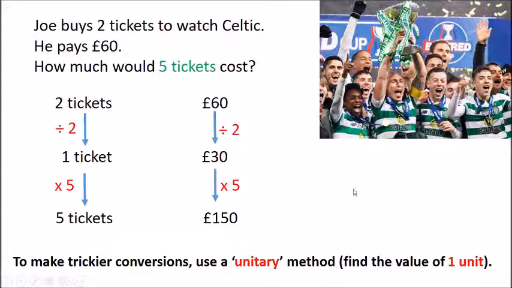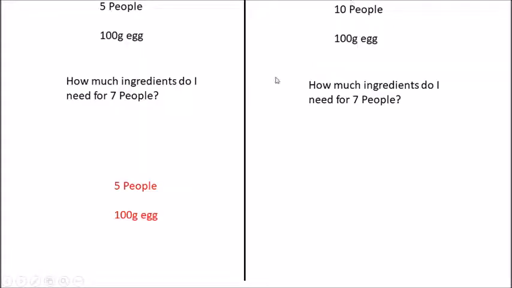Okay, so what I've just done, I've used something that we call a unitary method. So when we're making trickier conversions, so when your initial amount doesn't exactly go into your final amount, what we do is find the value of 1 unit. So find the value of 1 ticket first, and then that will help you find the value of 5 tickets. Right, and finding the value of 1 unit, I hope we see that this links to that work from last lesson, so when we were writing the ratios in the form of 1 to n. Okay, so let's try a couple of worked examples.